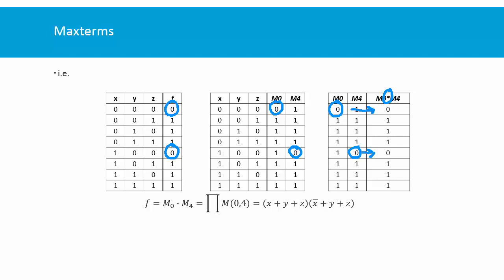And the compact way to express this is by putting maxterm 0 dot maxterm 4, or in this case, this is not the sum symbol, we use this symbol, which is the multiplication symbol. So we use the multiplication symbol of maxterms 0 and 4. And of course, we have the long expression.